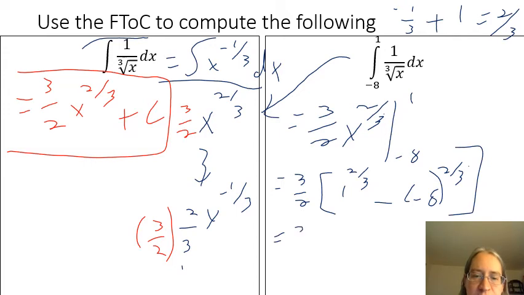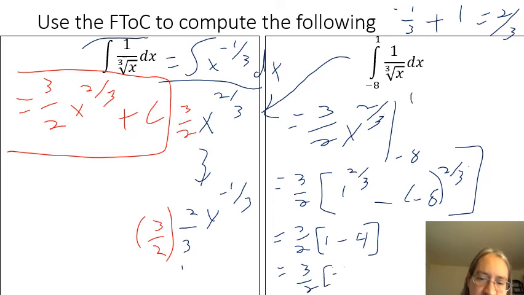All right, so what's that? It's 3/2 times, okay, take 1, cube root it, I get 1, square it, now that's still 1. All right. Okay, take -8. When I take its cube root, I get -2, and then I square that and I get 4. And so that's 3/2 times -3, or if you prefer, that's -9 over 2.